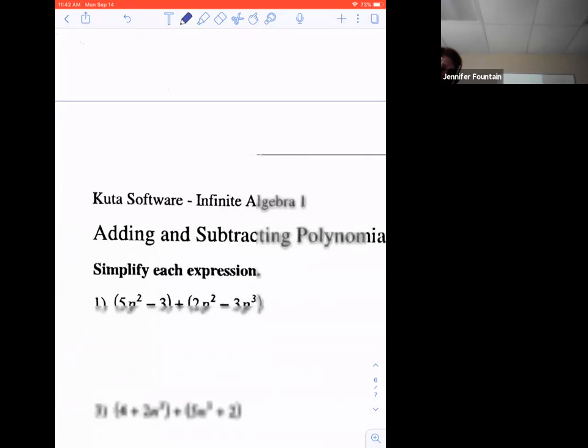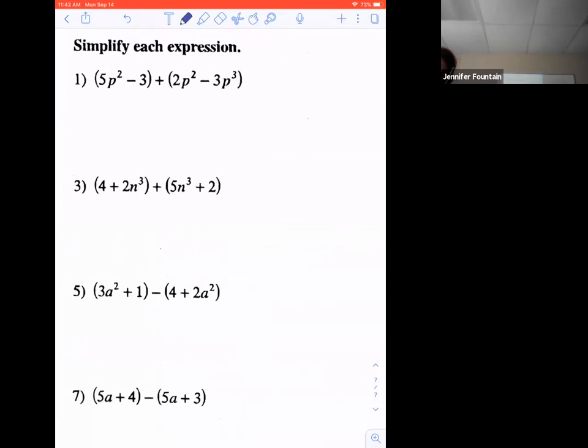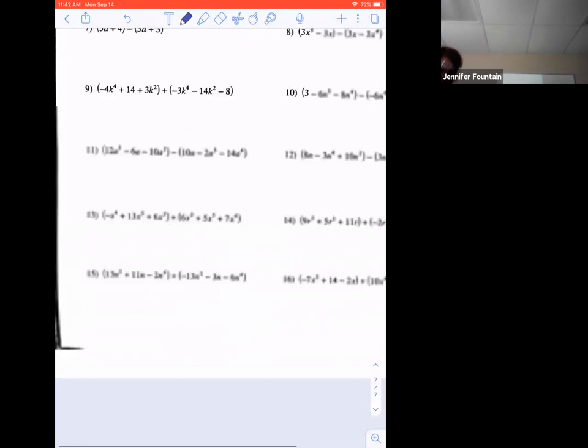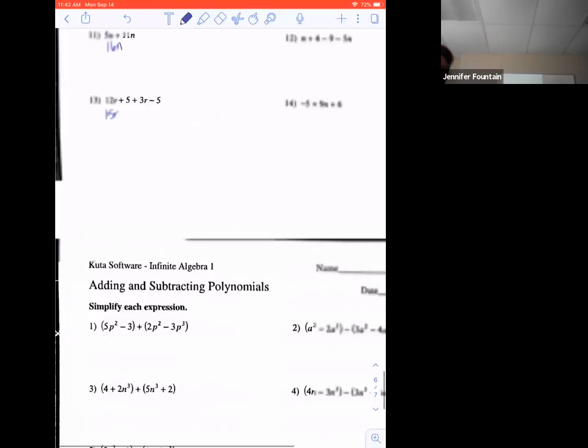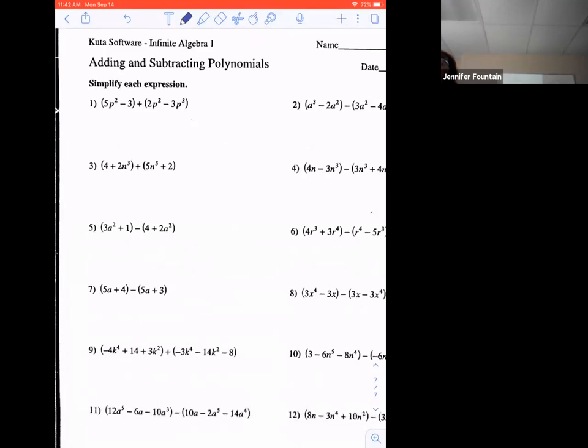All right, turn to the last page. Simplifying each expression, and this I've recently been working on with adding and subtracting polynomials. This should be the last. Hold on a second. No, there's a page 7. It's just upside down. It should be page 7. Oh, there it is. Page 7. Yeah, it should be right side up. Yeah, it's just confusing.